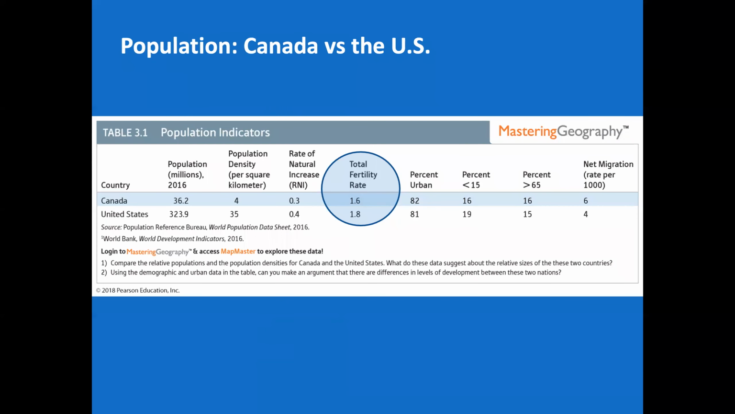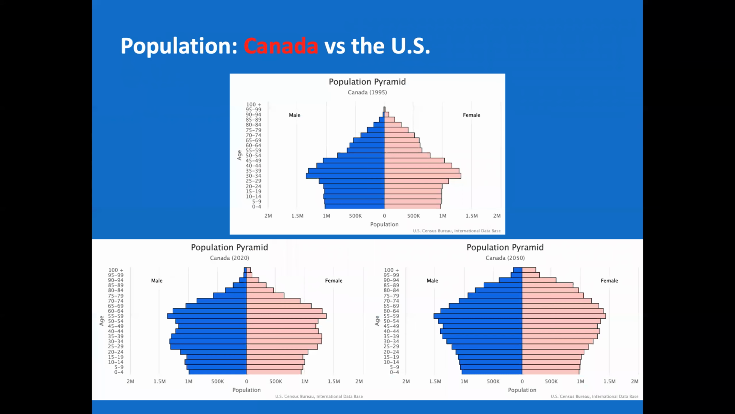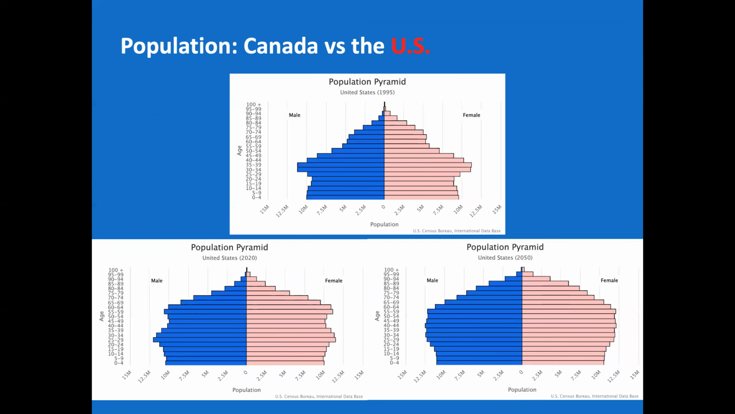Fertility rate is below replacement level of 2.1, and population continues to decrease or slow down. We're no longer a fast growing area of the world, and we're definitely getting older. So these are the population pyramids for Canada in 1995, 2020, and 2050. And as you can see, the population bulge is moving upward, meaning all places are getting older. So this is Canada and the US.